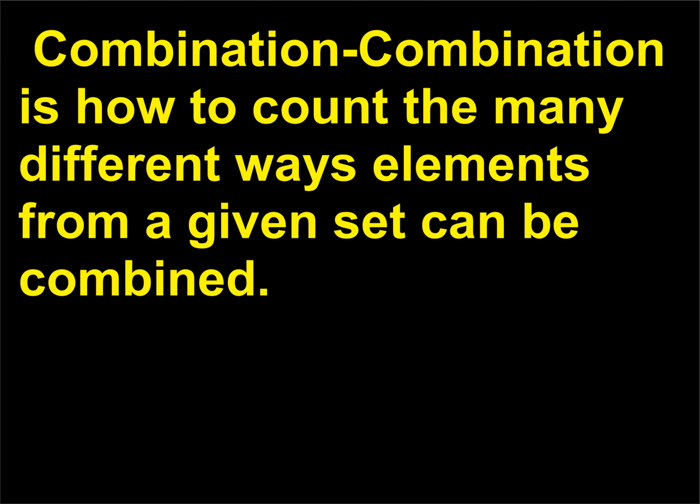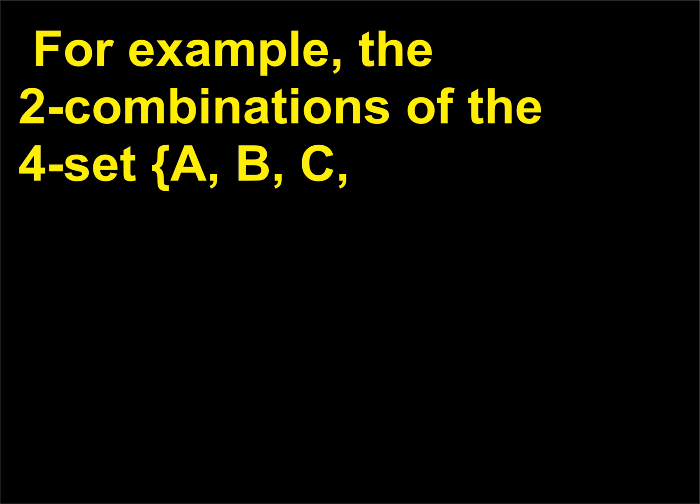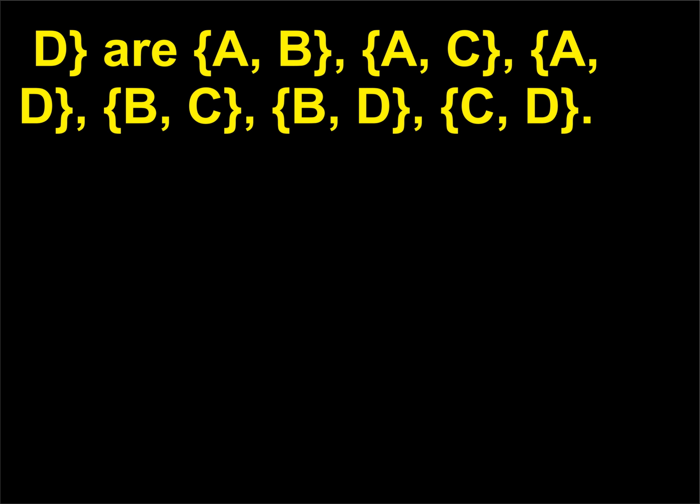Combination is how to count the many different ways elements from a given set can be combined. For example, the two combinations of the 4 set A, B, C, D are AB, AC, AD, BC, BD, CD.